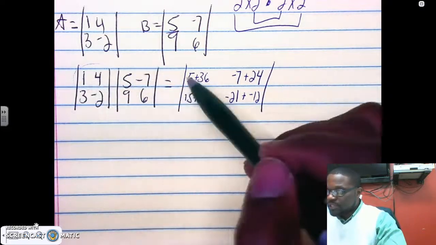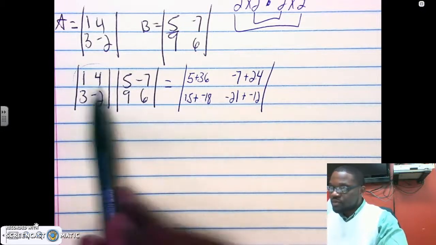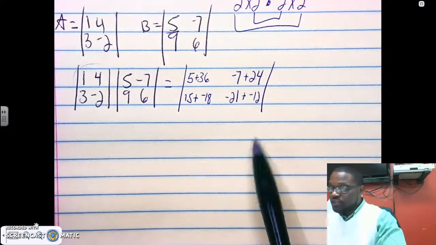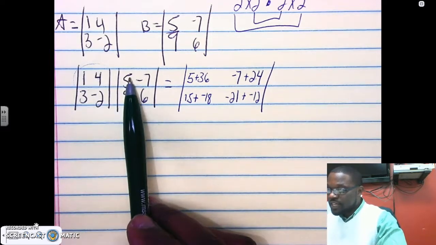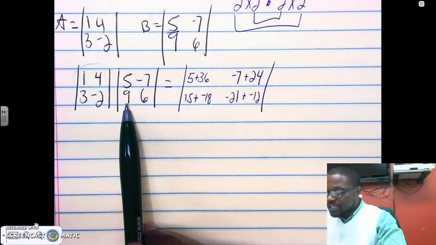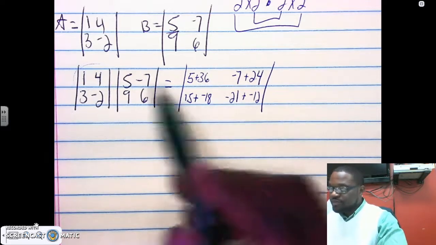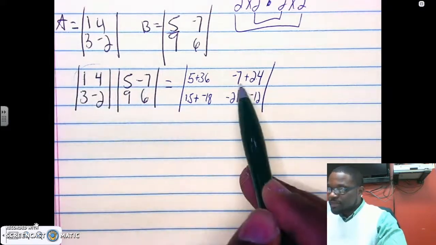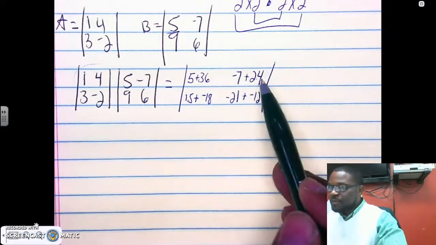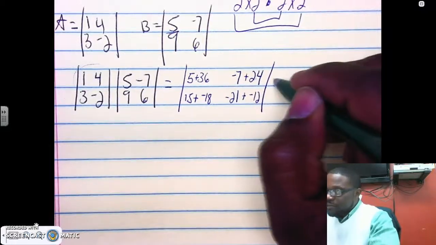Row times column gave me those two. Row times column gave me these two. But how do you actually do it? Well, you take the first element times the first element and you multiply them. The second element times the second element and you multiply them, but you add those two products together. First times first, second times second, and then you add those two together.